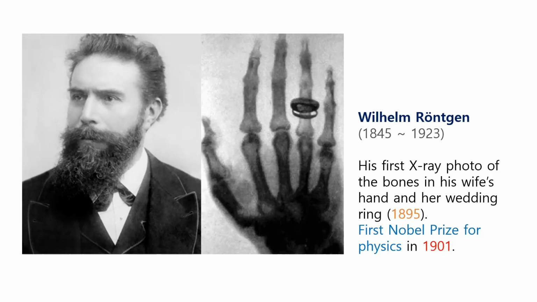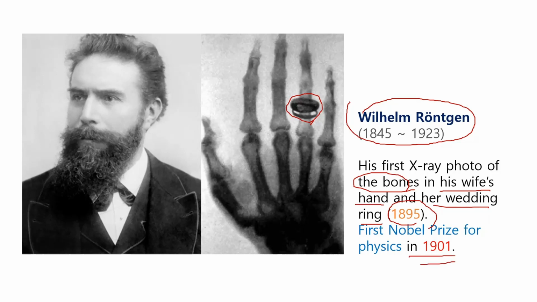This person is Wilhelm Röntgen. He first discovered the X-ray. And this figure is the first X-ray photo of the bones in his wife's hand and her wedding ring in 1895. And he won the first Nobel Prize in physics in 1901.